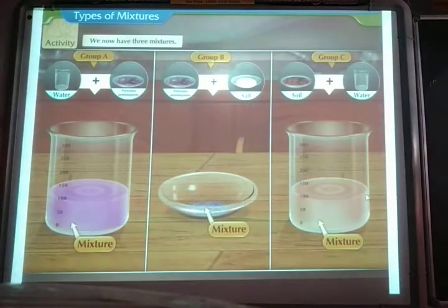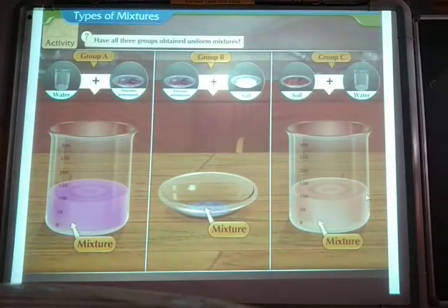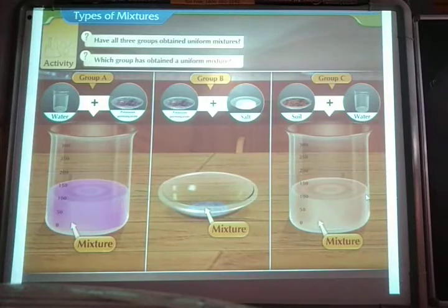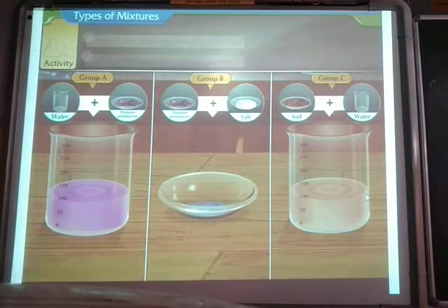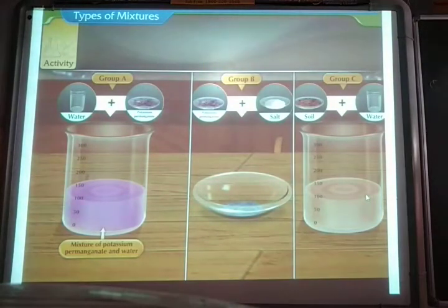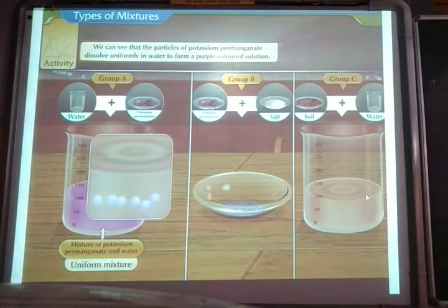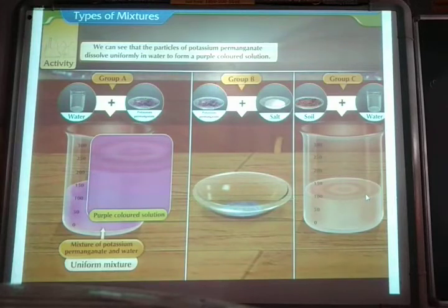We now have 3 mixtures. Let us now record the observations of each of these groups. Have all the 3 groups obtained uniform mixtures? Which group has obtained a uniform mixture? Group A has a mixture of potassium permanganate and water. This is a uniform mixture. We can see that the particles of potassium permanganate dissolve uniformly in water to form a purple-colored solution.